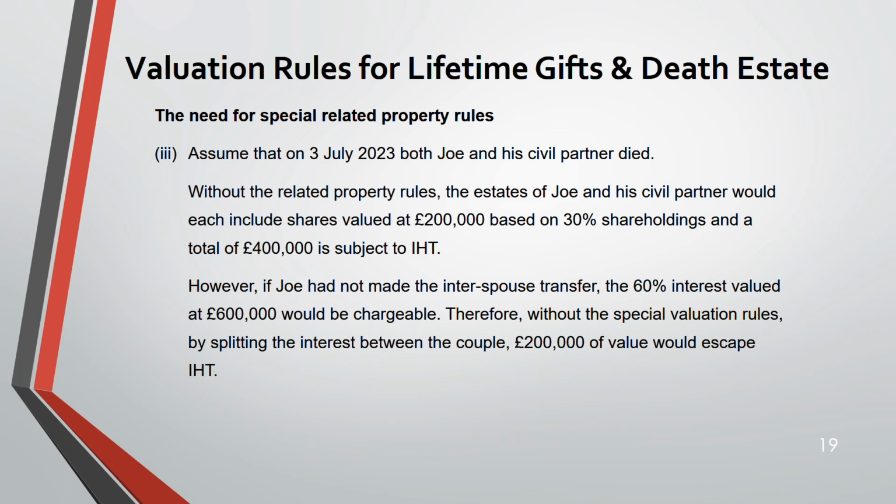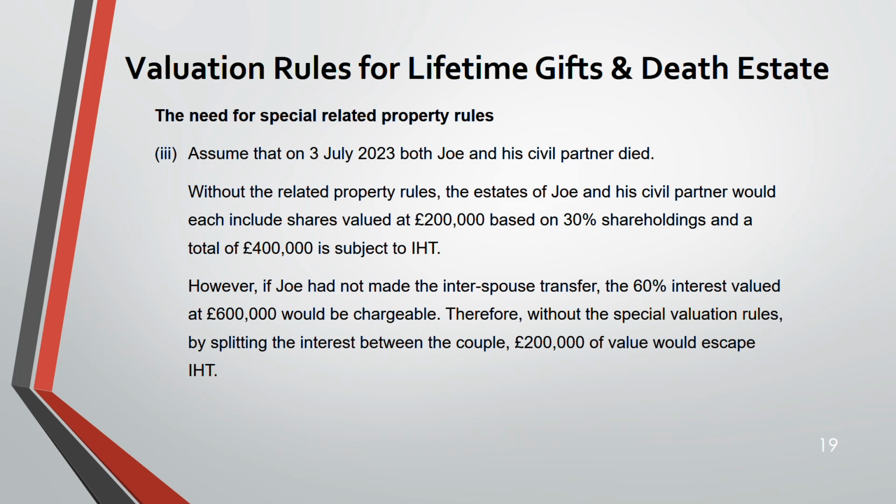Therefore, without the special valuation rule, by splitting the interest between the couple, 30-30%, 200,000 of value goes in each. You see, earlier they were paying on 600,000. Now also the interest is 60% only, but Joy is having 30%, the civil partner is having 30%. So both of them together are paying on 400,000, whereas they should have paid on 600,000, because the 60% interest was valued at 600,000. So 600 minus 400, how much are they escaping from IHT? 200,000. They are paying IHT on 200,000 less. They are escaping that IHT because they have split the interest among themselves 30-30 by transferring to the spouse.